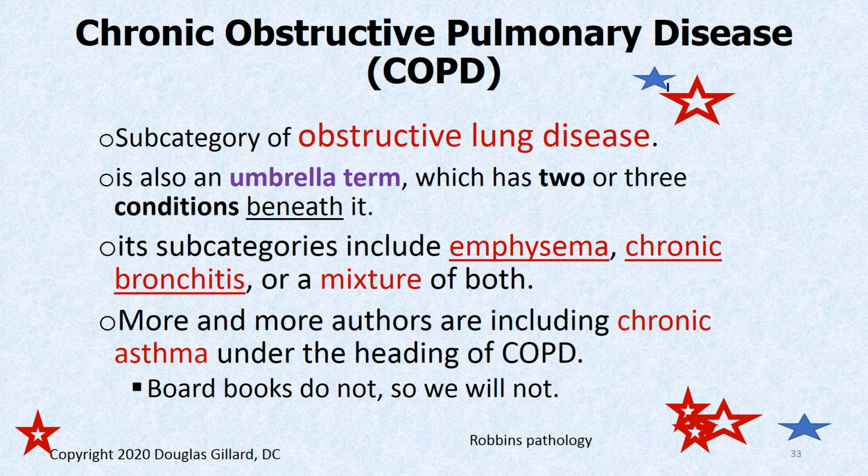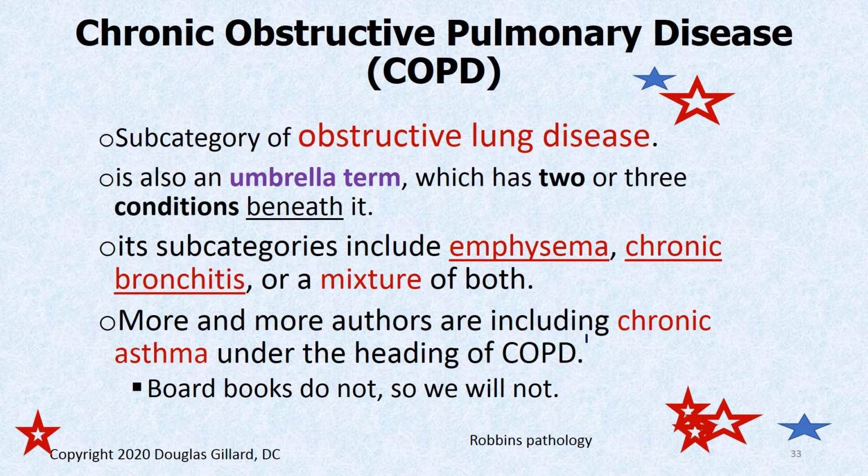Okay, now let's talk about COPD. I've talked about it over the course of the program, but let's officially put it in stone now. It is a subcategory of obstructive lung disease. It itself is an umbrella term which has two conditions underneath it. People with COPD always have a mixture of chronic emphysema and chronic bronchitis. Emphysema is always chronic, so it's kind of a given. You don't have to say chronic emphysema.